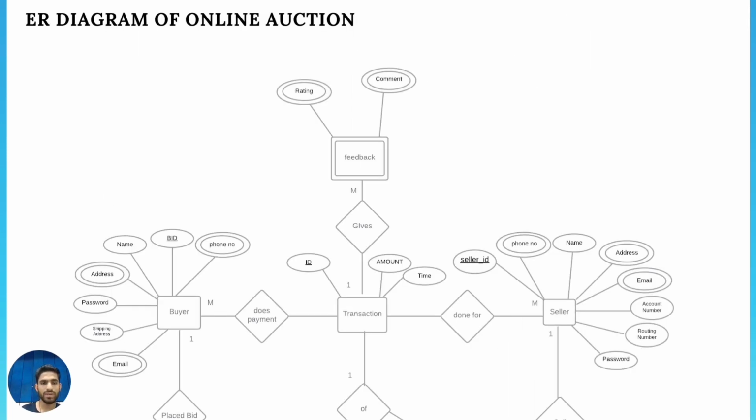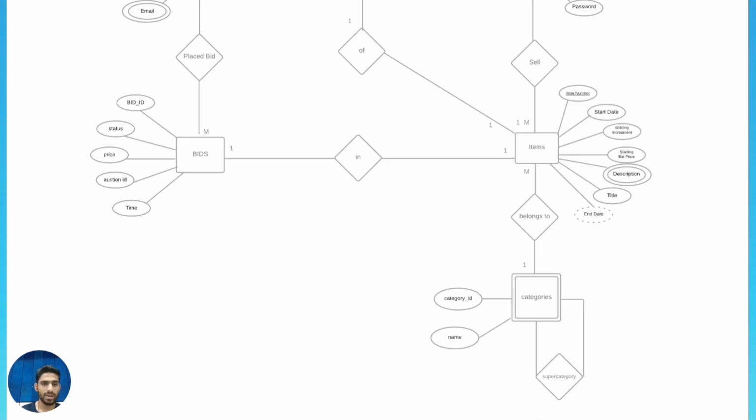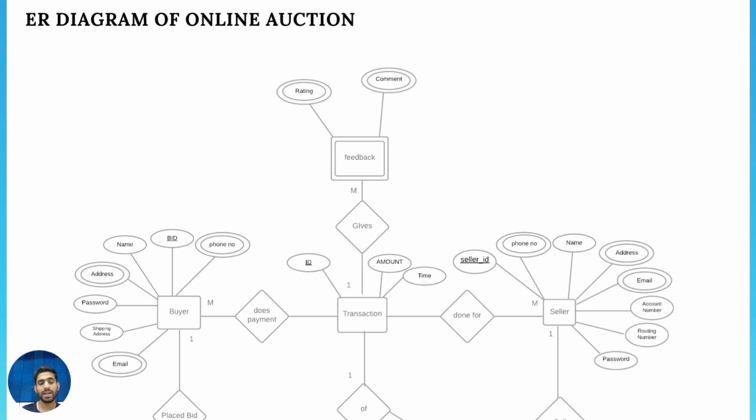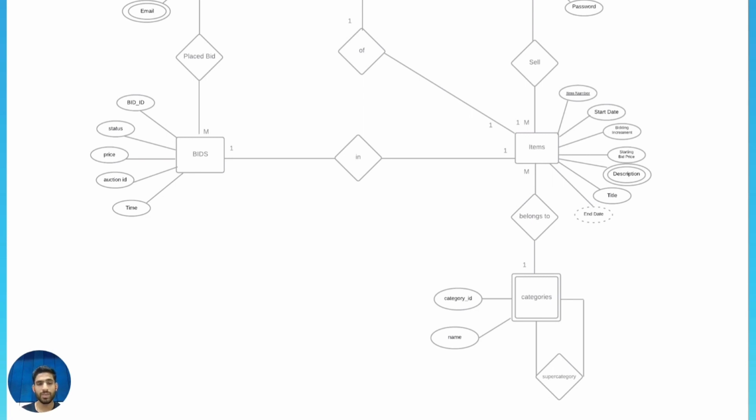So there is only one relationship between bids and buyer, and there is a multiple relationship: each buyer can take multiple bids. So there is a one to many relationship.